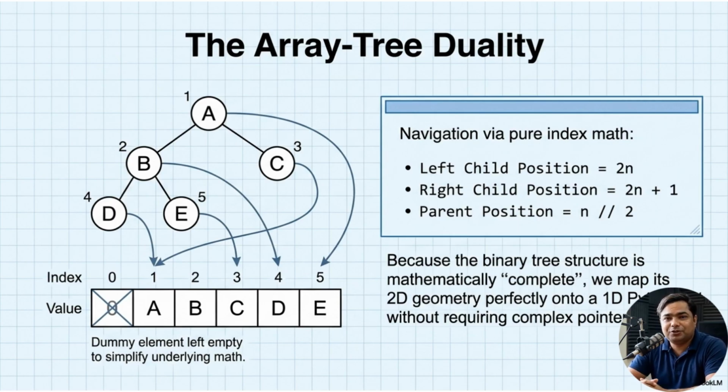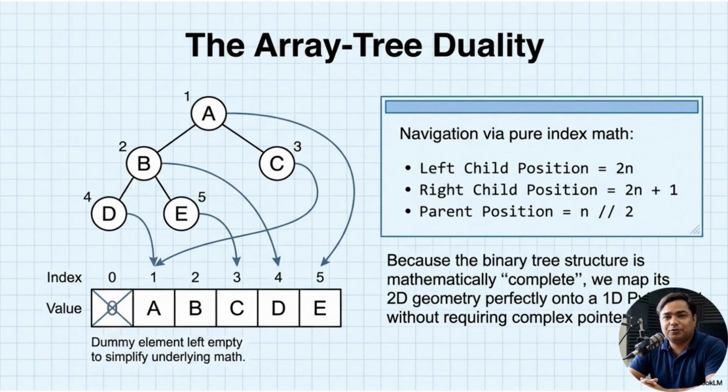If a node is at position n, the left child is at position 2n, the right child is at position 2n plus 1. The parent is at position n // 2. For example, if node A is at index 1, its left child is at index 2 and its right child is at index 3. If node B is at index 2, its children are at index 4 and index 5.